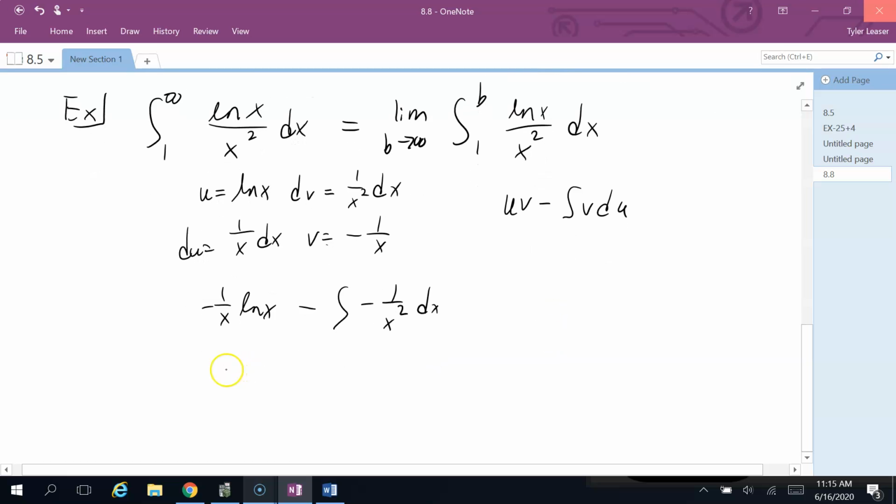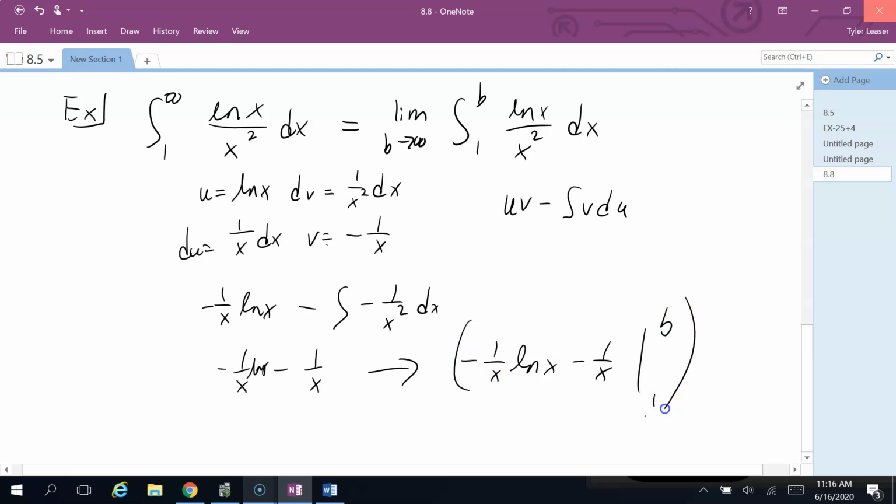Go ahead and find the antiderivative here. These double negatives are going to be positive, and then the antiderivative of 1 over x squared is negative 1 over x. I forgot my natural log x here, sorry. Negative 1 over x natural log x is canceled out. This just comes straight down. Just to rewrite that because it looks awful: negative 1 over x natural log x minus 1 over x. We're evaluating this from 1 to b, and then all the way on the outside, we still need to take the limit as b goes to infinity.